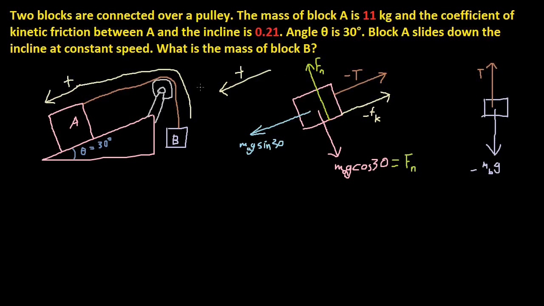So it says block A slides down the incline at constant speed. This means that this force over here and these forces over here cancel out. If you combine these, they equal 0. So let's write that down. Mass of A times g times sine of 30 minus T minus f of k. Before we do that, let's define f of k.